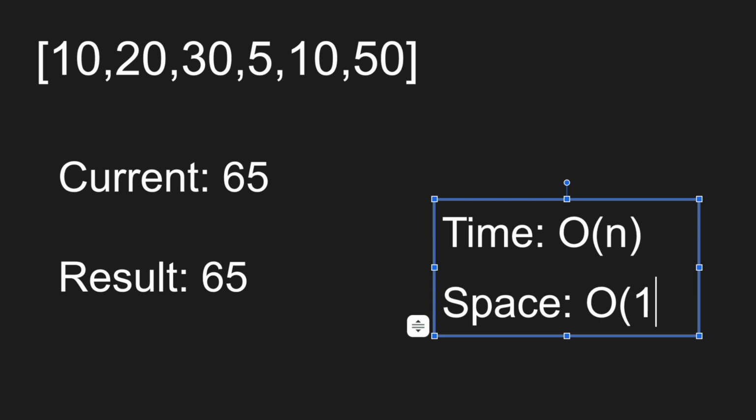The time complexity of this approach would be O of n, where n is the number of elements in the array, because we need to look through each index once. And the space complexity would be O of 1 because we are not using any extra space. So now let's get to the coding part.